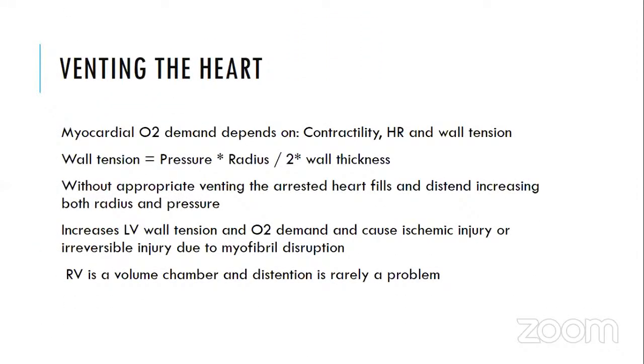Venting the heart. Myocardial oxygen demand depends on contractility, heart rate, and wall tension. Wall tension equals the pressure multiplied by the radius, divided by 2 multiplied by the wall thickness. Without appropriate venting, the arrested heart fills and distends, increasing both the radius and pressure, which increases the LV wall tension and oxygen demand, and causes ischemic injury or irreversible injury due to myofibril disruption. The RV is a volume chamber and distension is rarely a problem.